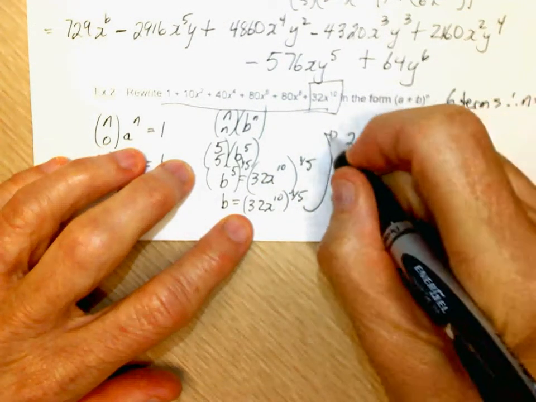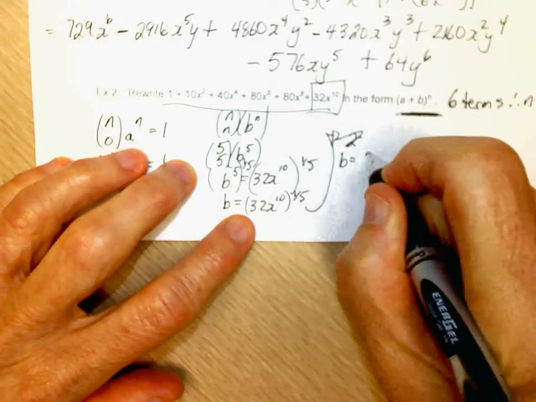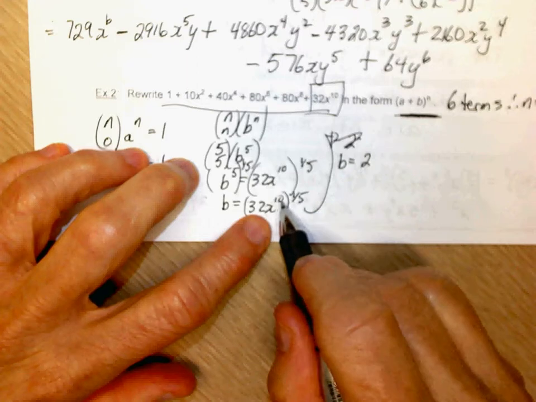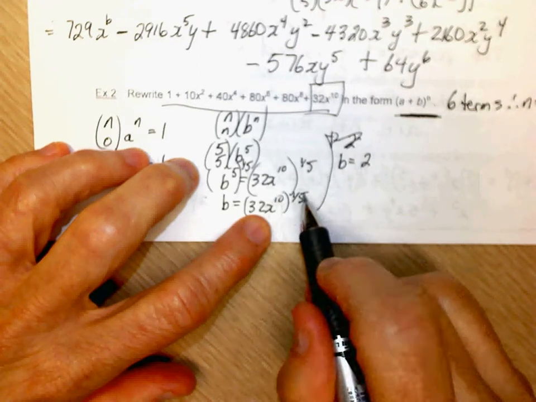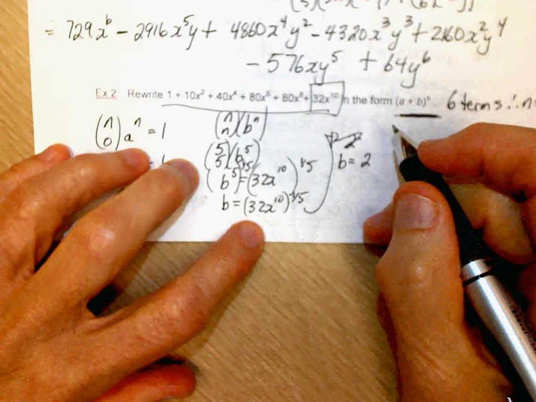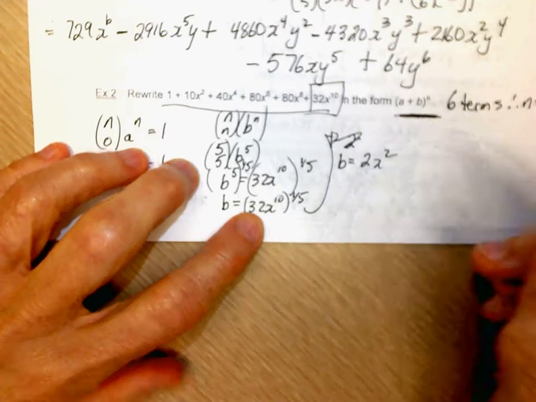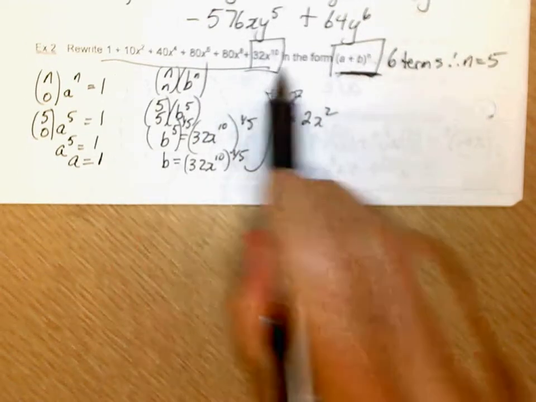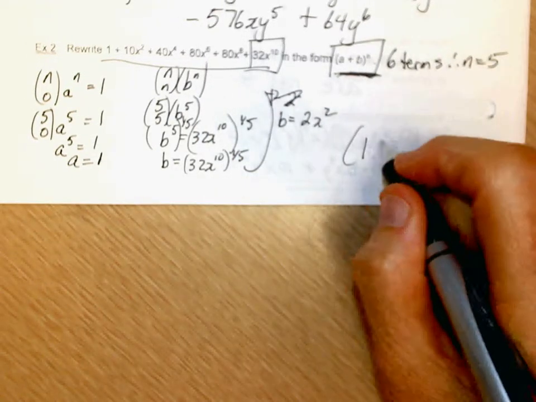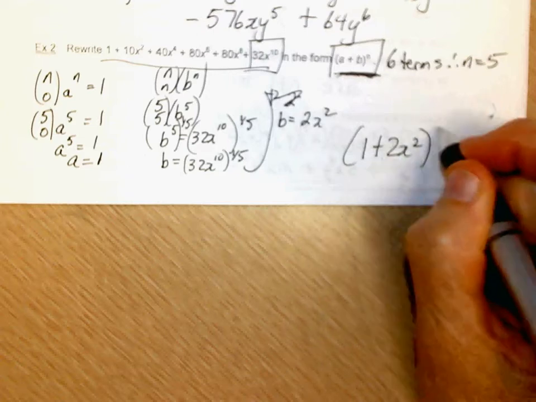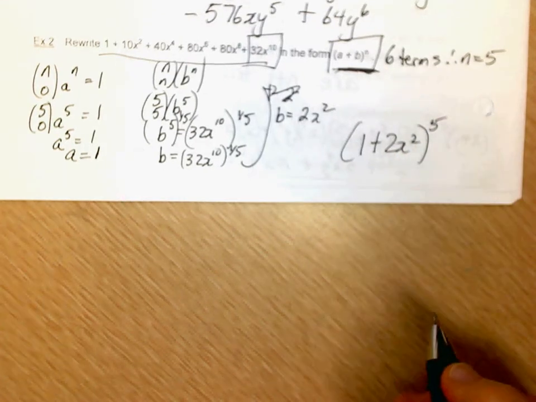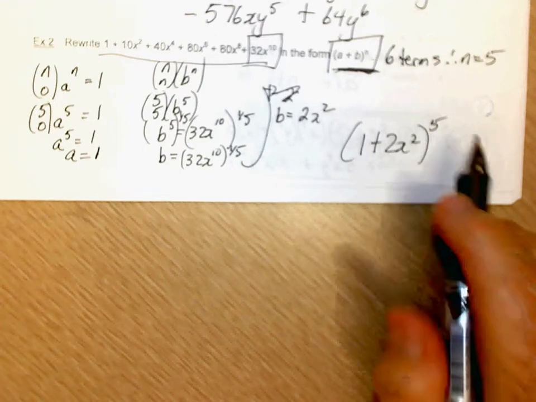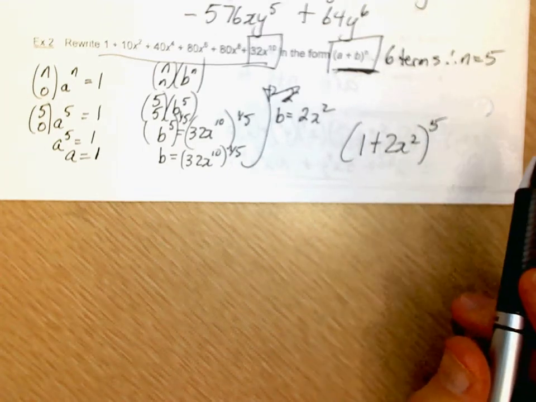And x to the 10 to the 1/5, when you have a power to a power, you multiply exponents. 10 divided by 5 is 2. So the form of this expansion in this form is 1 plus 2x squared to the 5. Is it to the root of 5? To the exponent 5. No, like on the... This is the 5th root. Oh, 1/5. 1 over 5, yeah.